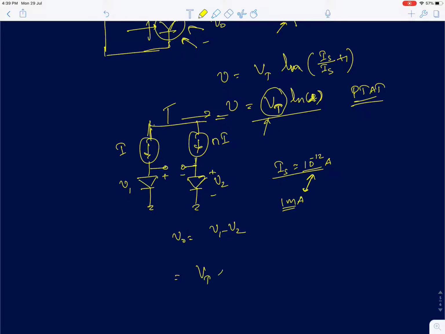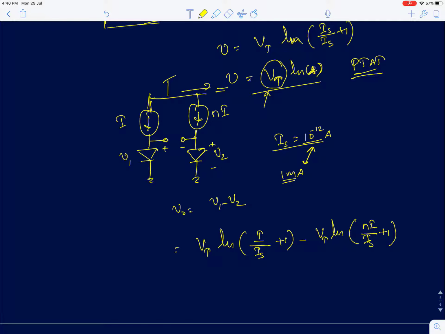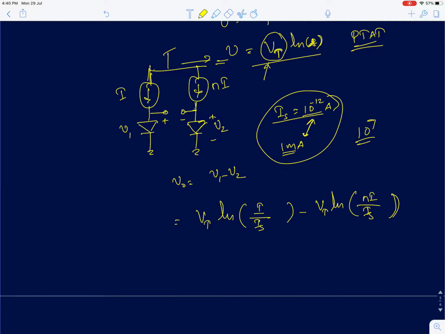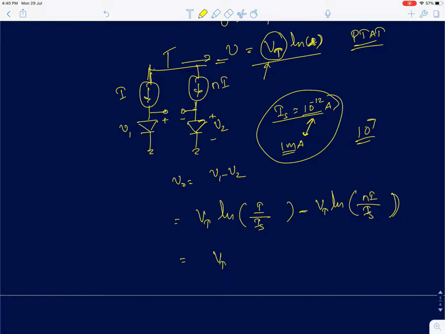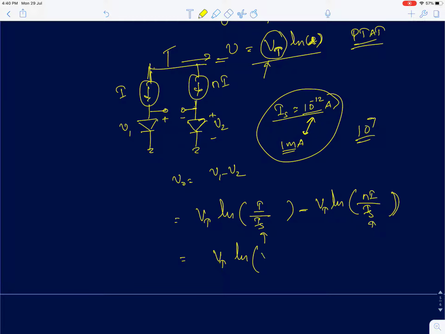Now what is V1? V1 is VT ln I by IS plus 1 minus VT ln N times I by IS plus 1. Since this ratio I upon IS is like 10 power 9, if I assume 1 milliampere of current, the ratio I by Is is very large, so I can ignore the term 1 in comparison. So you get this result. When you subtract the two, you would have to divide this by this, and you'll be left with 1 by n, or minus Vt ln of n.